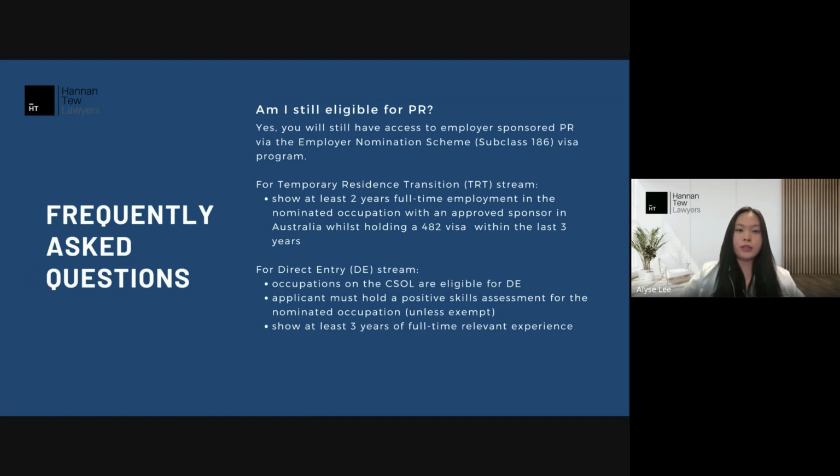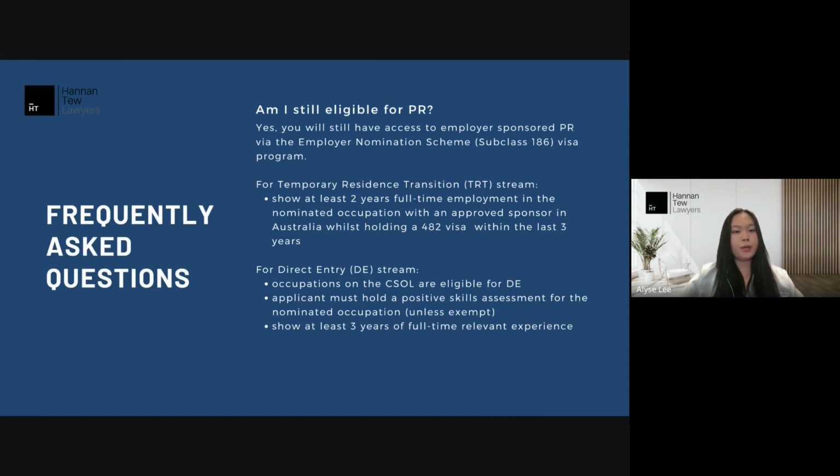Is the individual still eligible for a PR? Yes, they will still have access to employer-sponsored PR through the employer nomination scheme, the Subclass 186 visa program. So the 2 main streams will still apply.